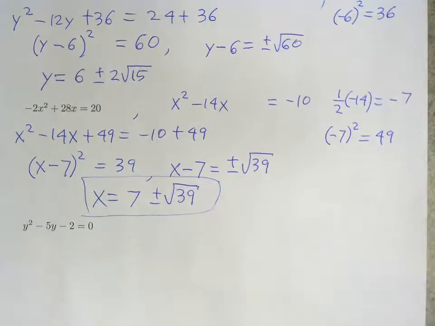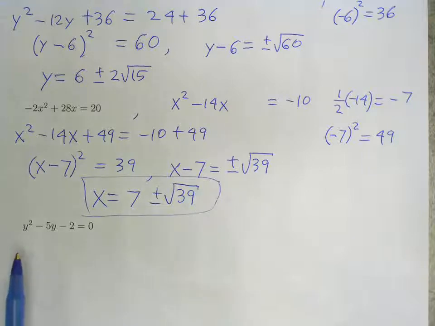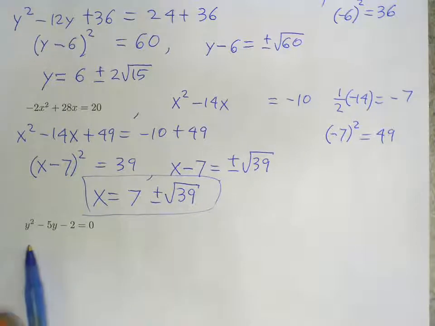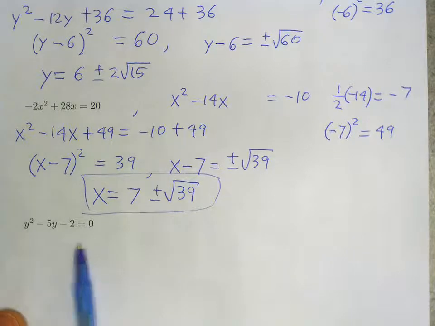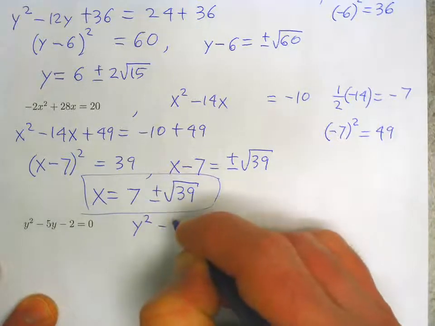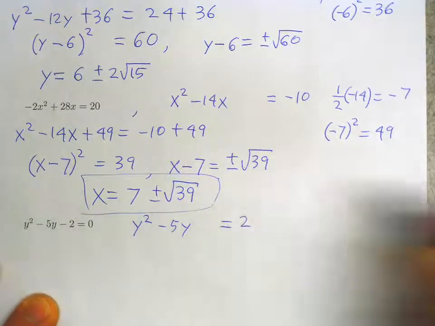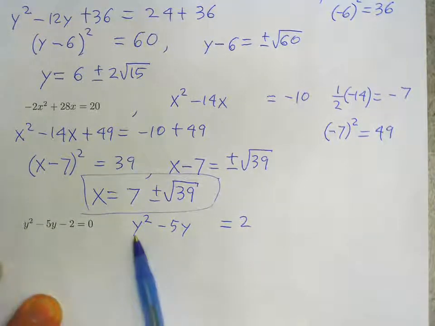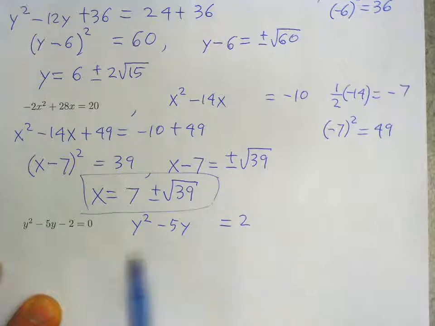Okay, another example. I'm doing more examples than is probably necessary for the reason that every quadratic equation can be solved by completing the square. So the more you know about that, the better off you'll be. Okay, on this one, y squared minus 5y minus 2 equals 0. First add 2 to both sides, so we get y squared minus 5y equals 2. The coefficient of y squared is 1, so dividing every term by 1 doesn't change anything.